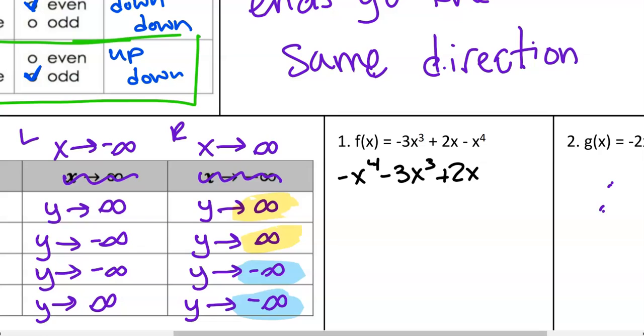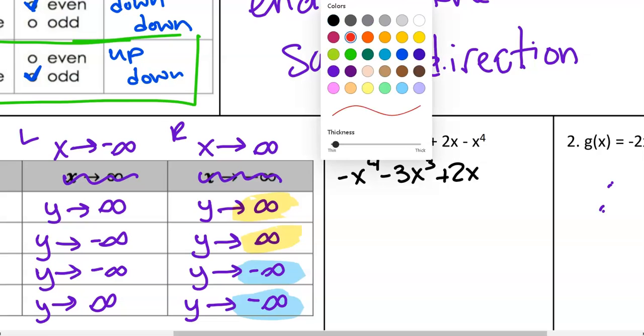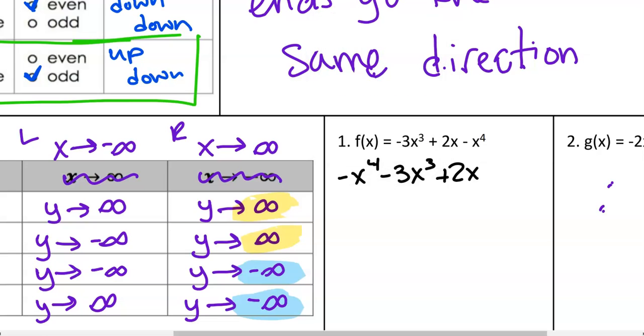All we care about is the leading term, the first piece. That's going to give me all the information that I need to know about how my ends are behaving. Okay, so all we care about here is the negative x to the power of 4. That's all we care about.